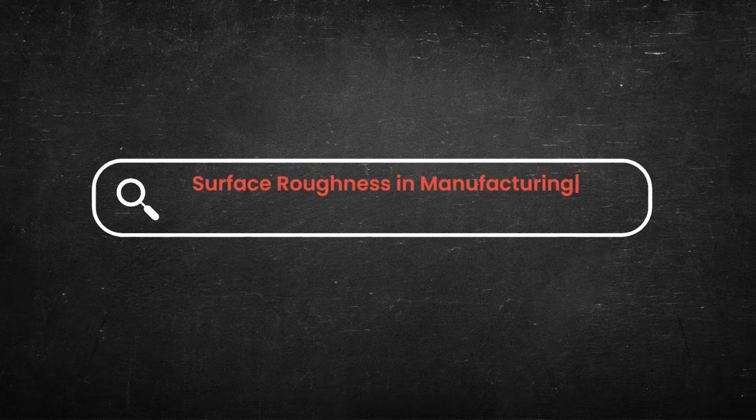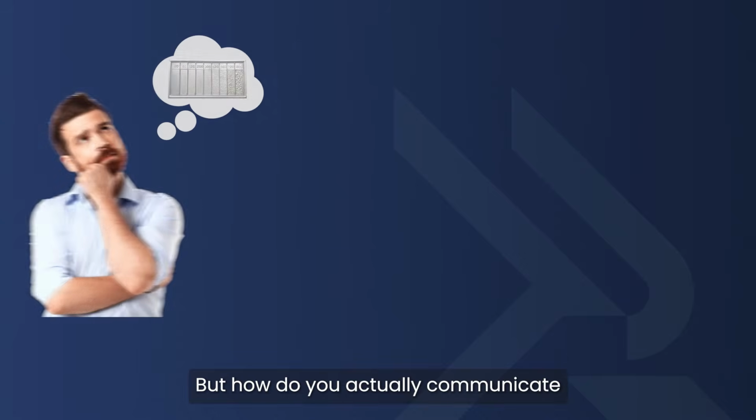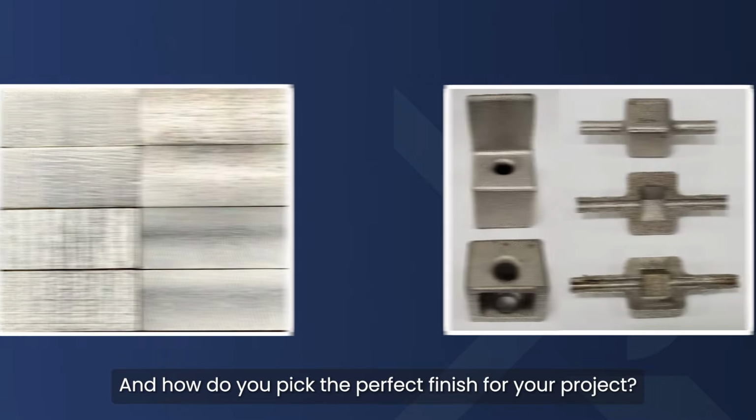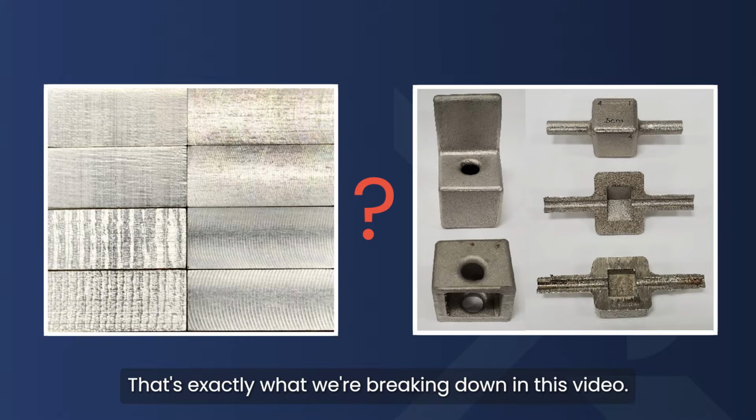Surface roughness in manufacturing. Must know basics. When you line up metal parts with different surface roughness, you can literally see and feel the differences. But how do you actually communicate those surface roughness requirements to manufacturers? And how do you pick the perfect finish for your project? That's exactly what we're breaking down in this video.